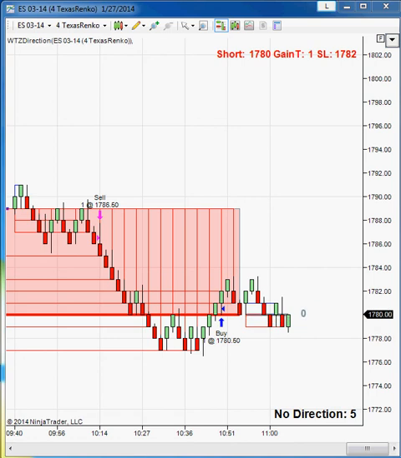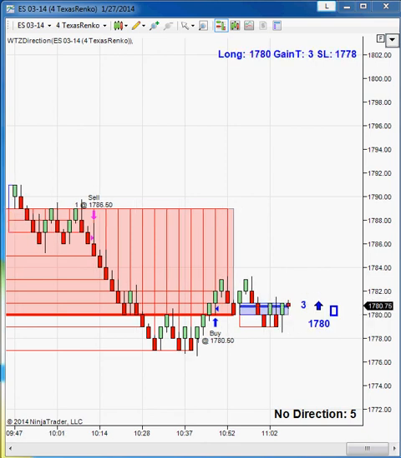Let's see the confirmation. If our no direction changes to the 4 and the red side, and then a couple of candles go down, that means it is a continuous sell. It's a tough day, man, today.